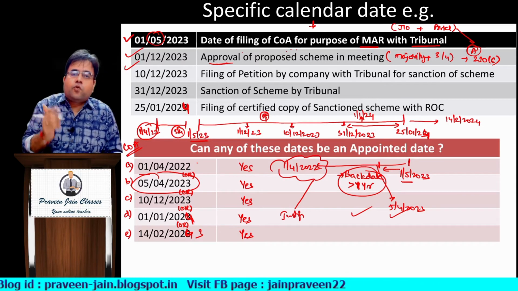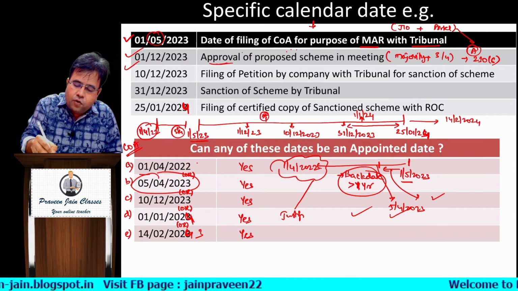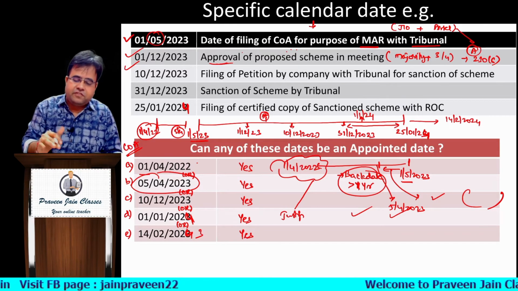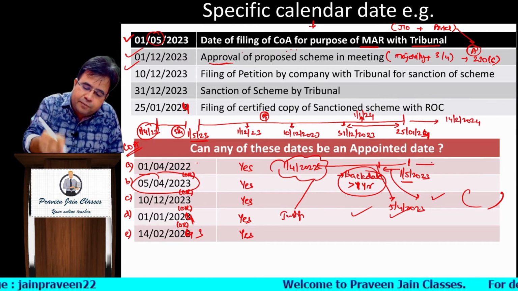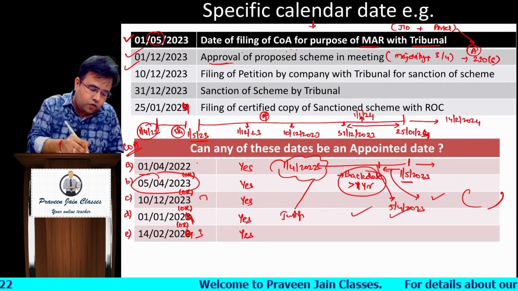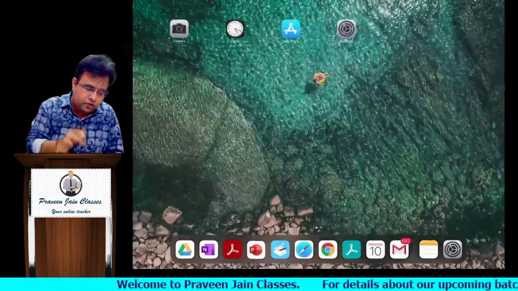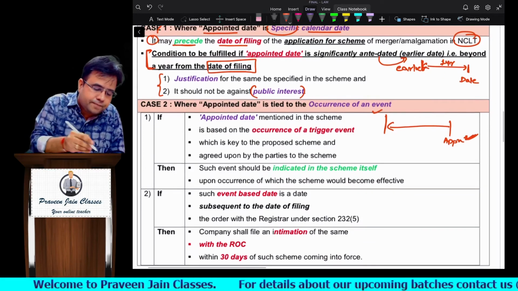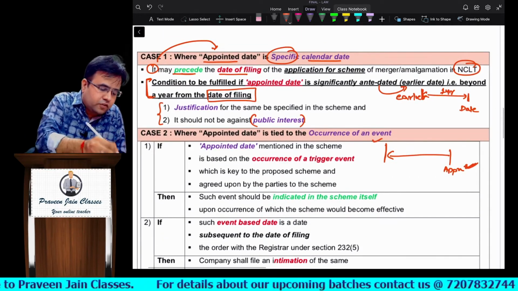Why, sir? The gap is not 1 year. So here this is allowed and no justification need be given. Can it be after this date? The answer is yes. So all these things are allowed, sir. That is what your circular says. I hope you understood this point, sir.